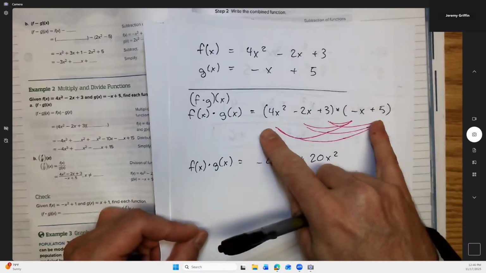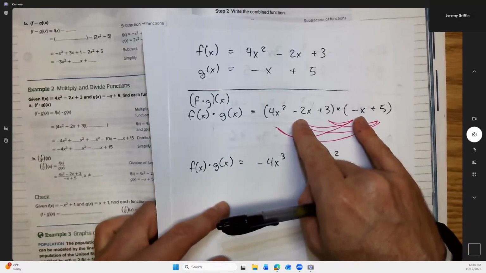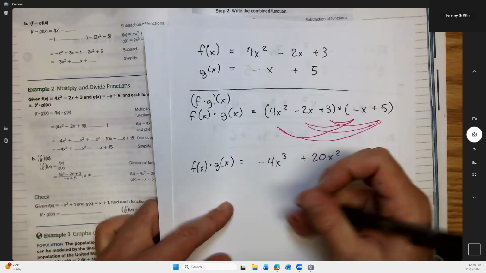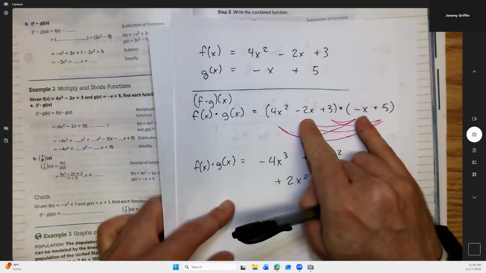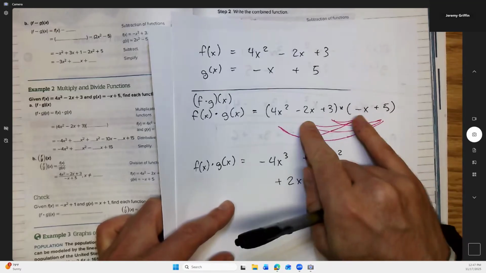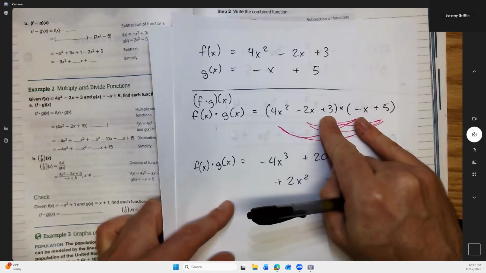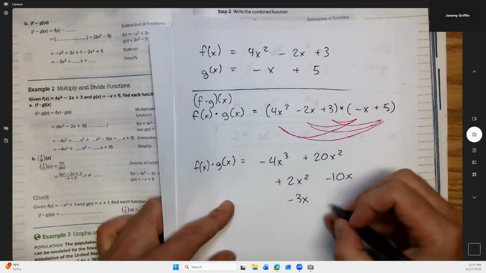All right, and then next term. So these two, that's negative 2x times negative x, which is positive 2x squared, because negative times negative makes it positive. And then next, that'd be negative 10x. Moving on faster, I got negative 3x right there. And finally, 3 times 5, plus 15.